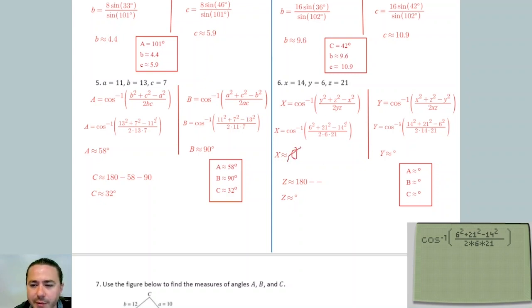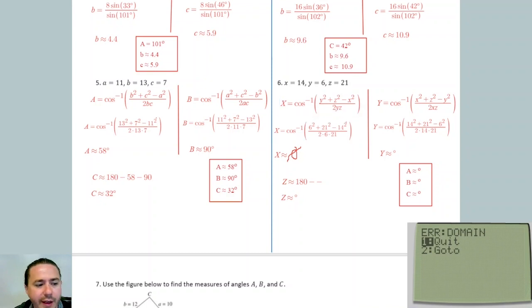But let's see, does Y come out okay, or do we get the same thing? We're going to talk about why we're getting no solution here. But let's see here. So if I do 14 squared plus 21 squared minus 6 squared. Did I get an extra one? There we go. 2 times 14 times 21. I bet we're going to get another error. Boom. Yep. Okay, so this can happen.